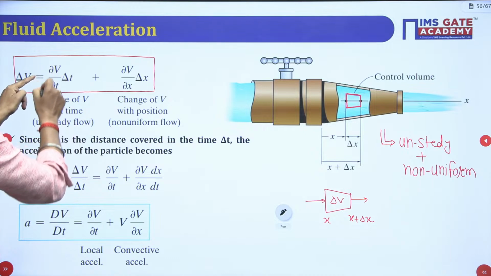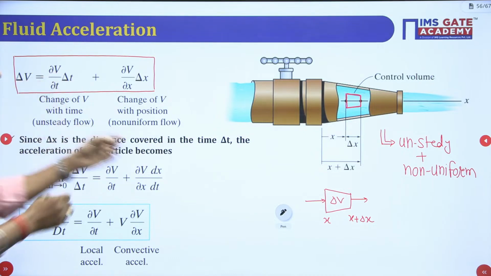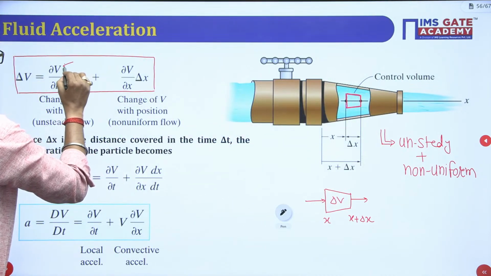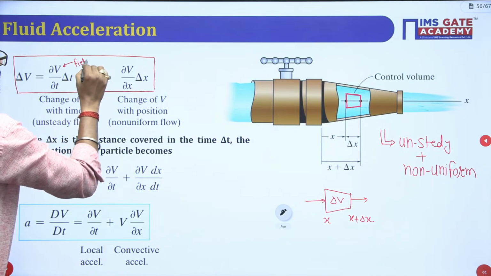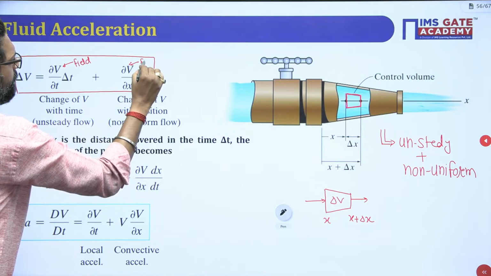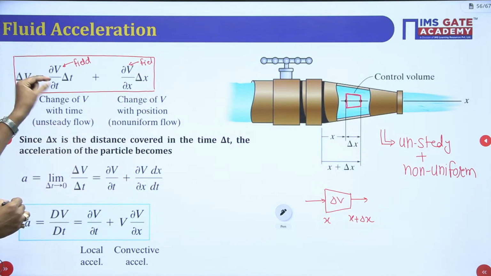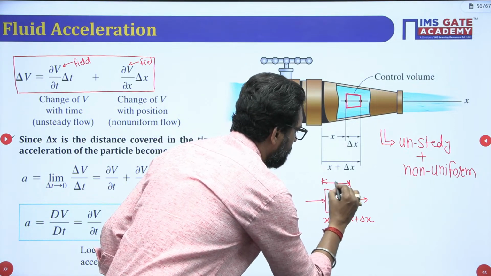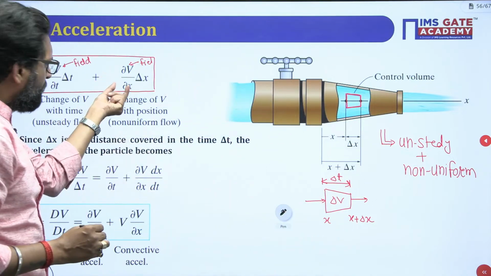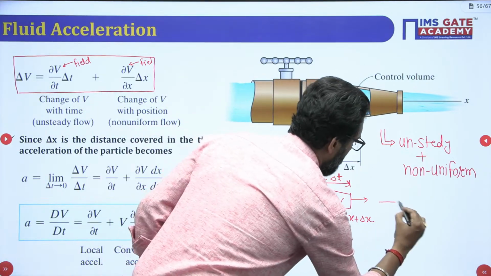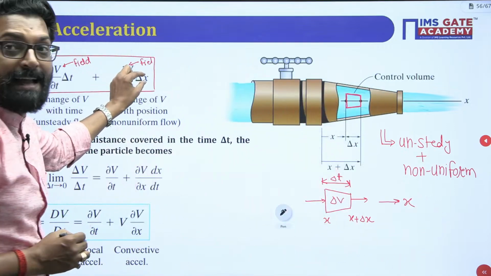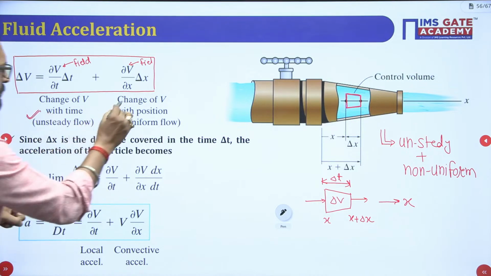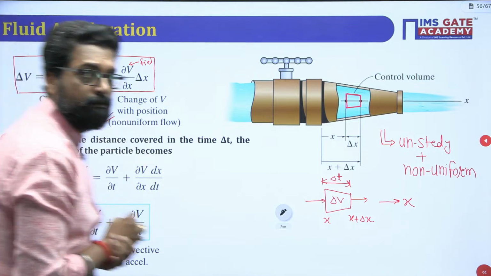First one is the partial derivative. Why? Because we have fixed the control volume. That means there is a field approach. So this is for the field: dou v by dou t into delta t, the time it will take from this to this one is delta t, plus dou v by dou x into delta x, this is your direction of x. Now what is the change of velocity with respect to time? That means this is your unsteady. Change of velocity with respect to position means your non-uniform. Both are combined.